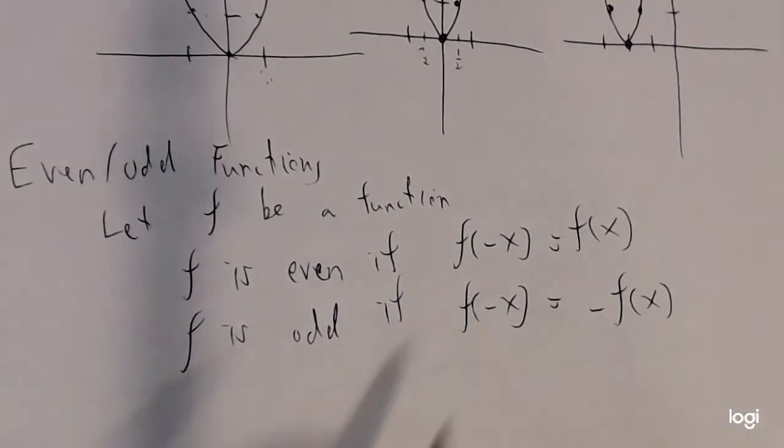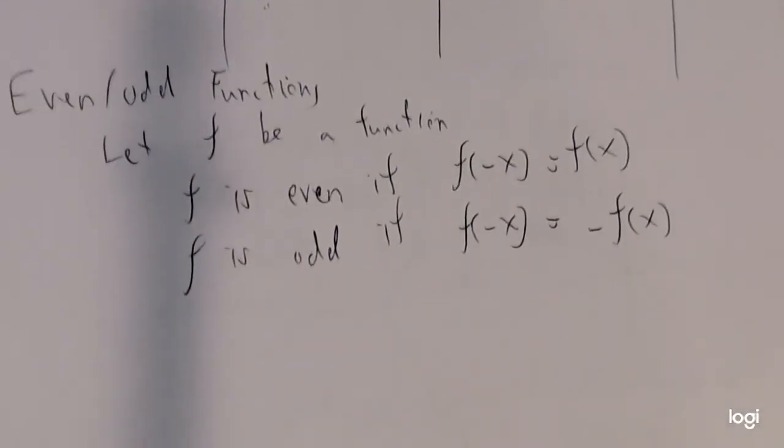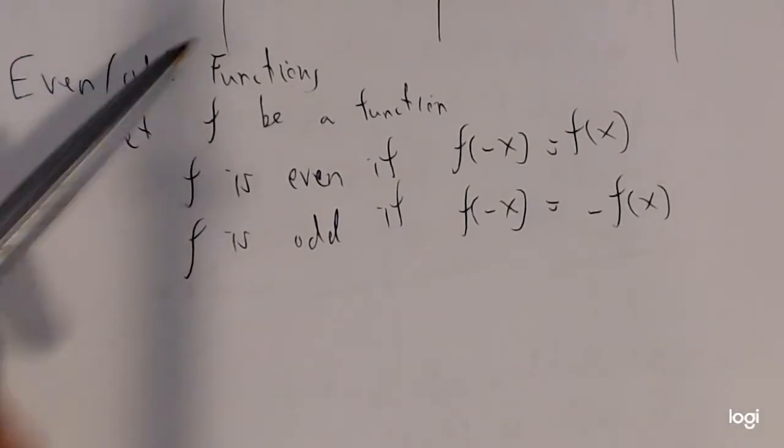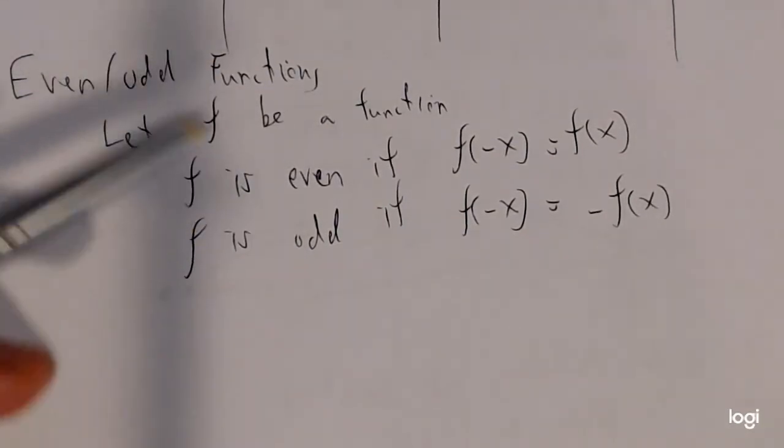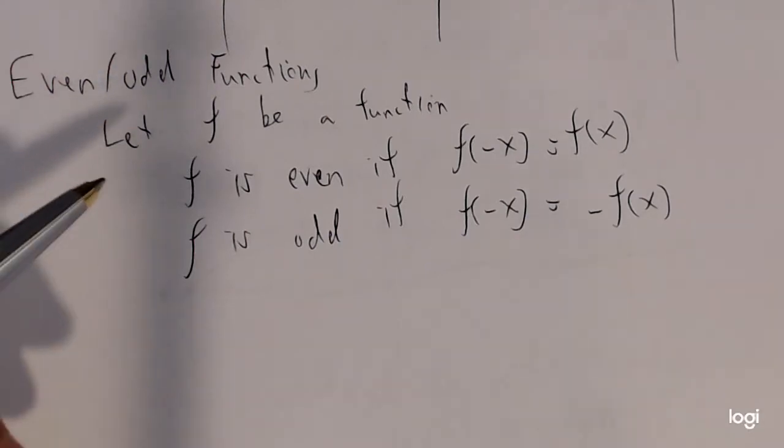So if you replace x with negative x and you don't get the same thing or the exact opposite, then guess what? It's neither. Okay? So this is a simple test when you're asked to check to see if something is even or odd. Just plug in negative x into the function and then simplify it. And then compare it to the original function.